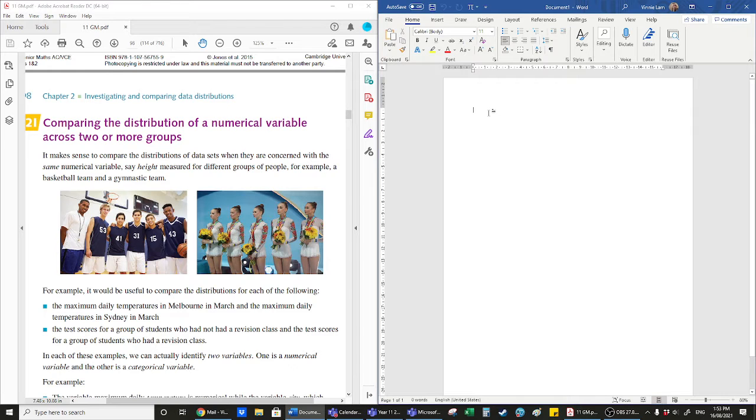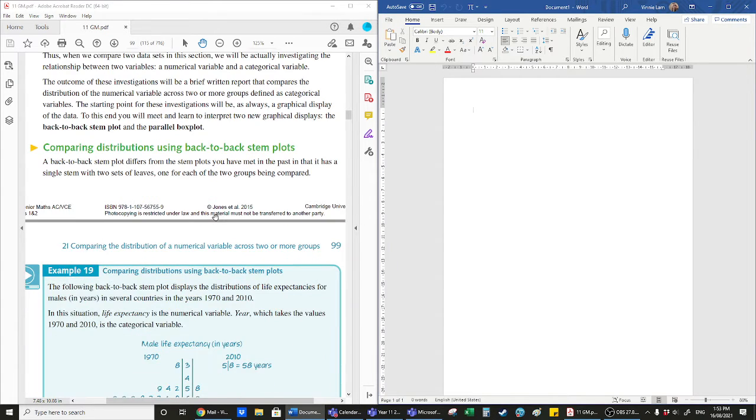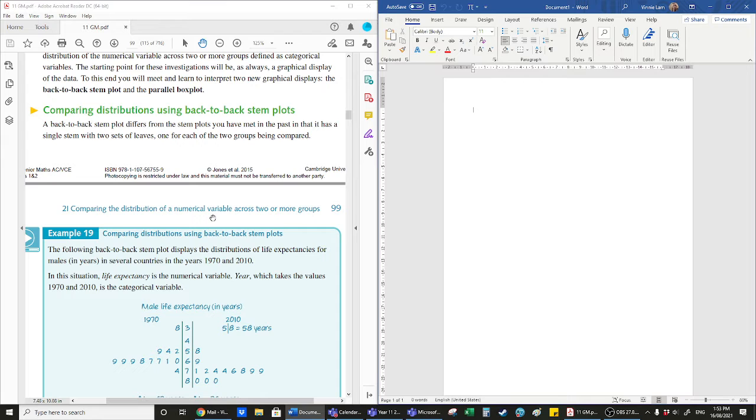So there's 2i, comparing the distribution of a numerical variable across two or more groups. For example, boys versus girls, or males and females, or year 11 class A versus year 11 class B. There are lots of ways we can do it. In the first one, we are using a back-to-back stem and leaf plot.